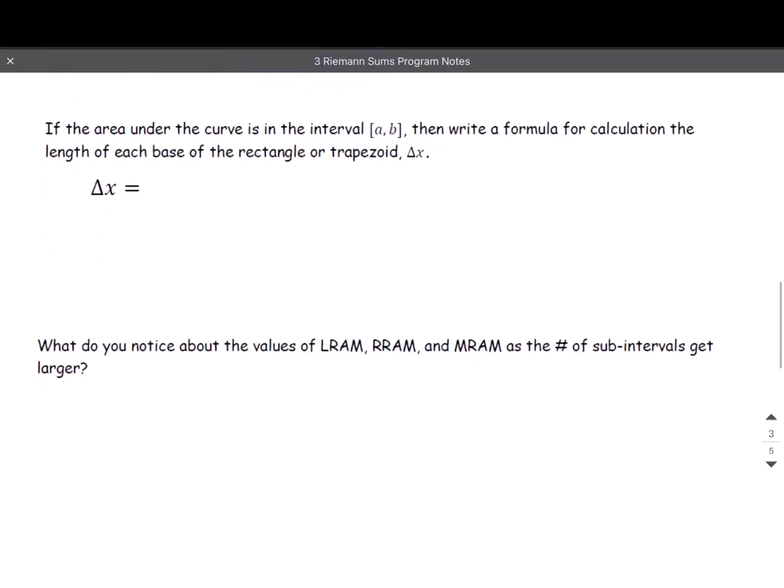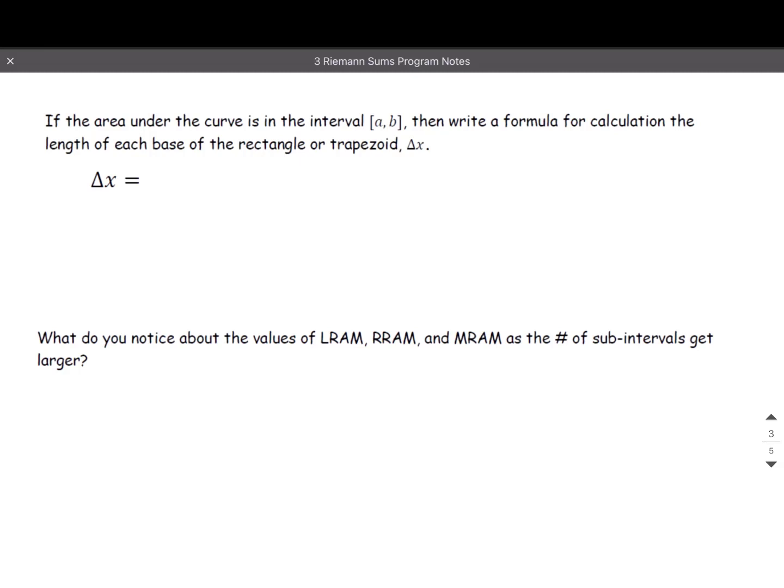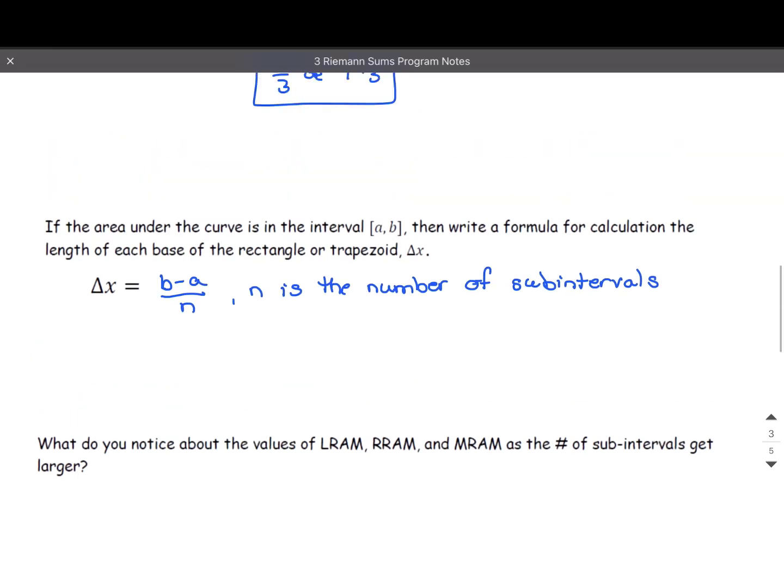Now, if the area under the curve is in the interval from A to B, we know how to find the length of each base of the rectangle or the height of the trapezoid. That's our delta x. That's b minus a over n, where n is the number of subintervals, right? Now we're going to expand on this. What do you notice about the values of the LRAM, the RRAM, and the MRAM, and the trapezoid as the number of subintervals got larger?